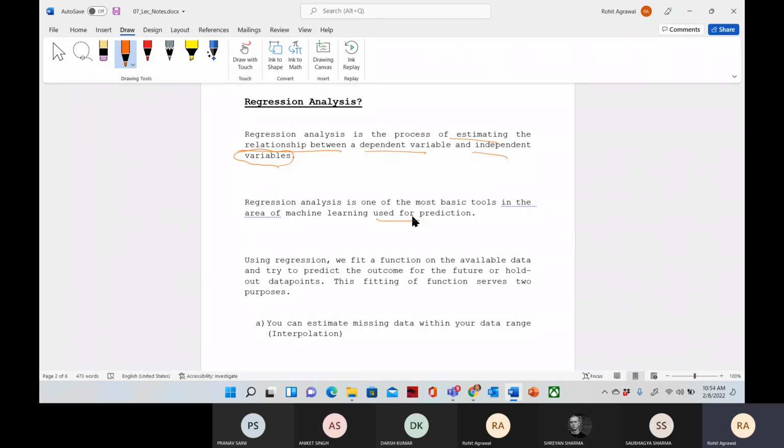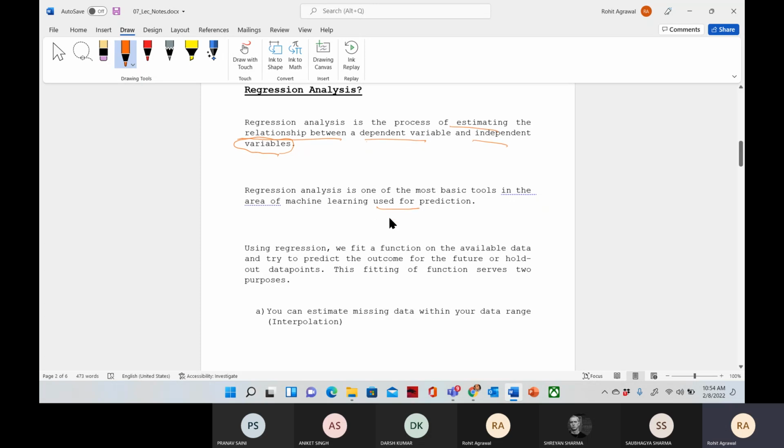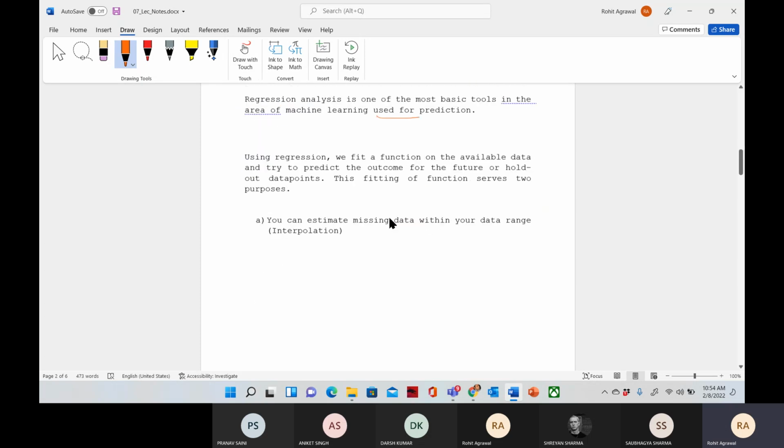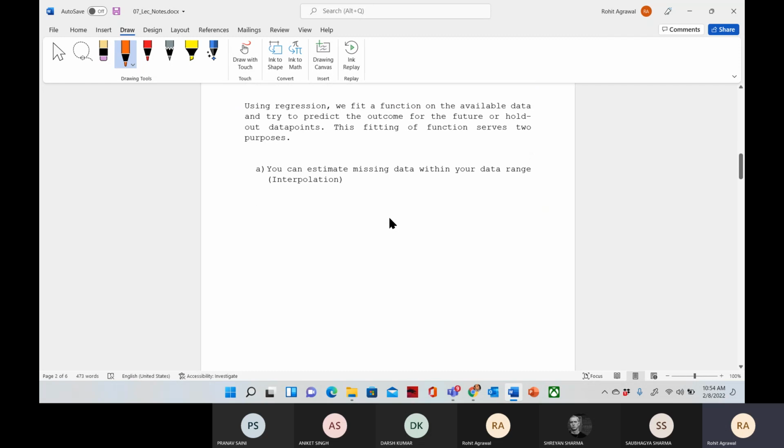Okay? So it is one of the most basic tools in machine learning for prediction. Now you understood why we are discussing this, because in data science we already know we have data points, and what is the goal of data science? We need to estimate or predict some future analysis. Okay, now one more thing: suppose I'm writing something here.